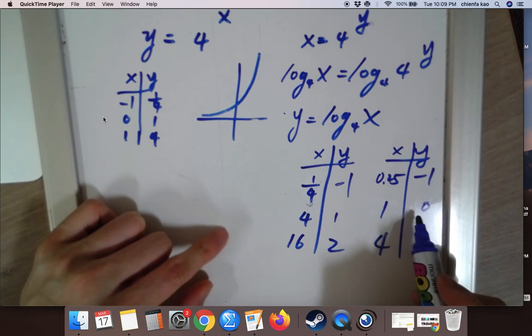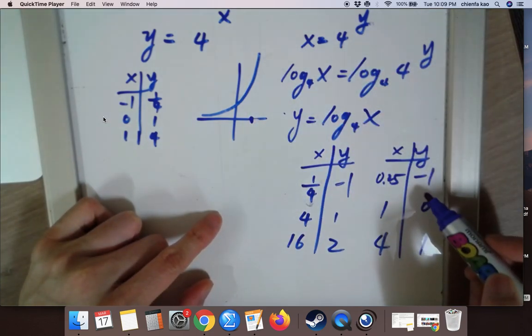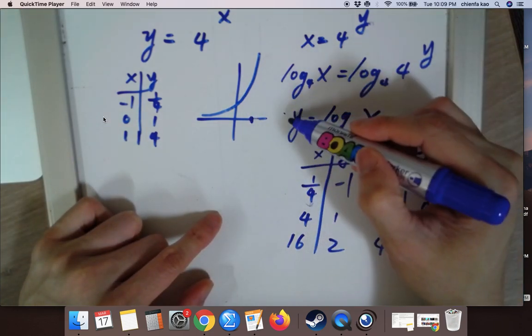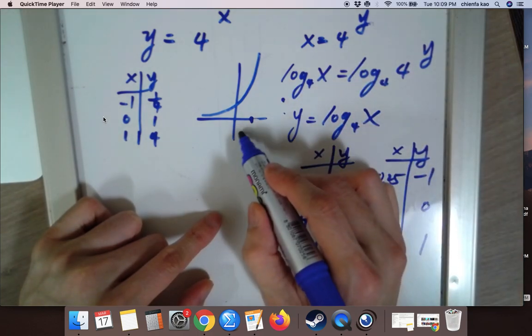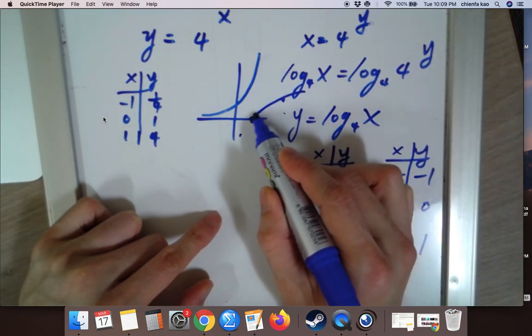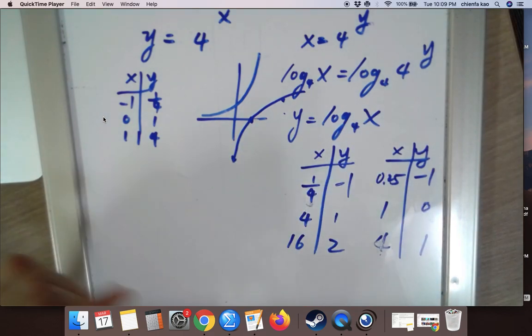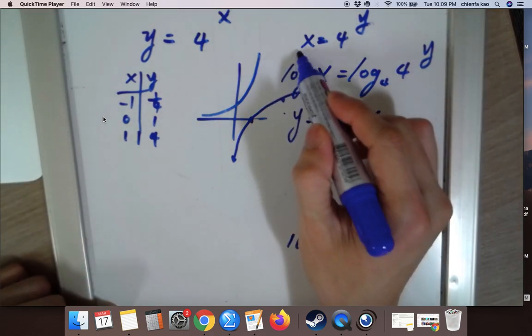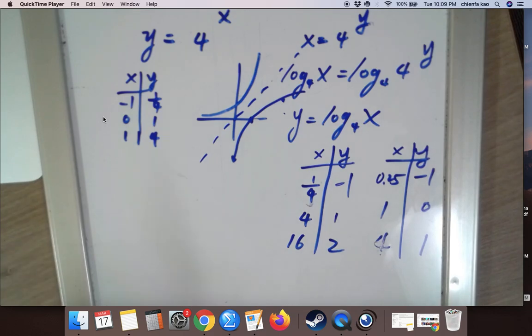This one's nicer. 1, 0, 4, 1, 4, like this. That's the inverse. See, they're the inverse of each other.